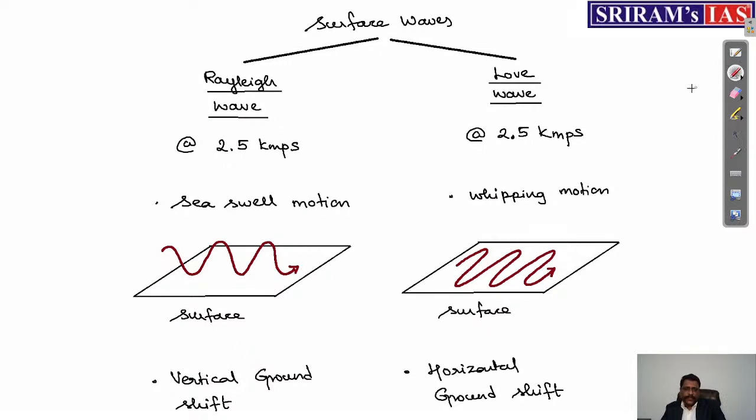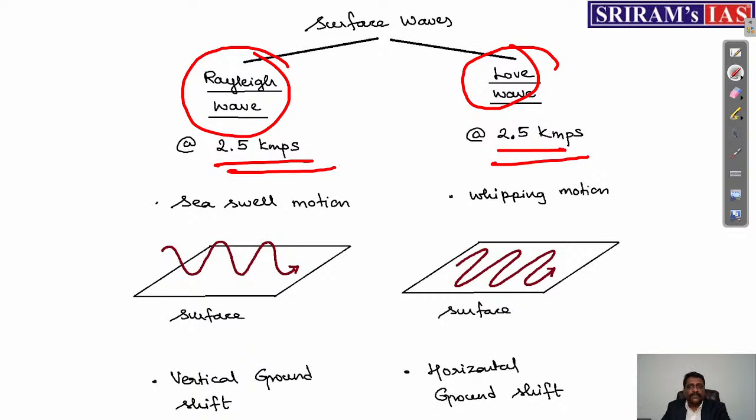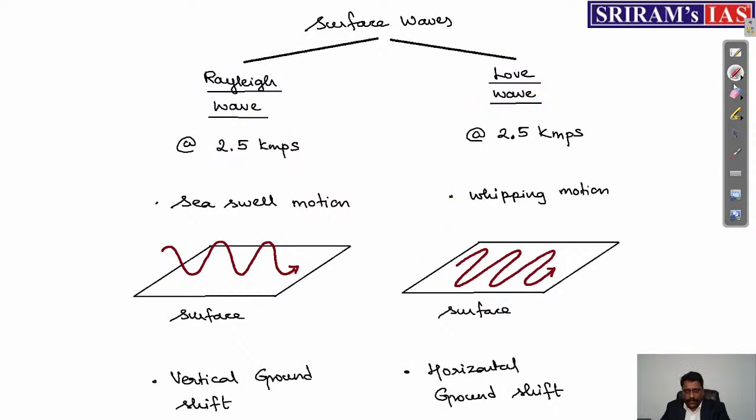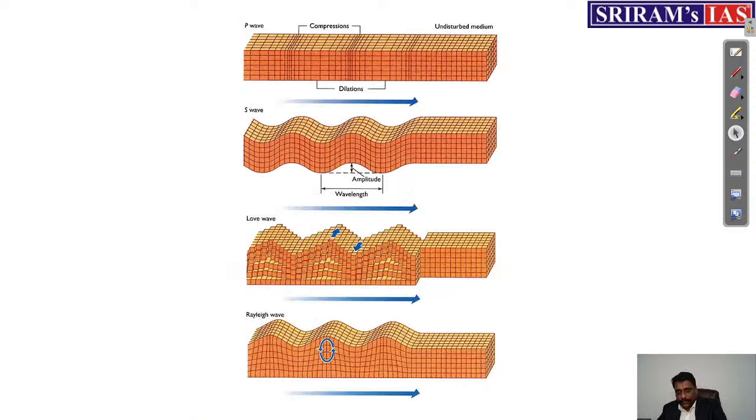And surface waves, Rayleigh and Love waves, they move with slightly lesser velocity than S wave. They move in their respective motions. Rayleigh wave moves like a sea swell motion, whereas Love wave moves in a whipping motion, and they result in their own ground shifts, vertical and horizontal ground shift, respectively. So surface waves are the ones. See, these surface waves are very disastrous. P wave is not disastrous, but surface waves are very disastrous. They are also the ones which act as the geomorphic agent. Okay, right. And this is all about earthquake. I have also given you all the waves and how exactly they propagate.